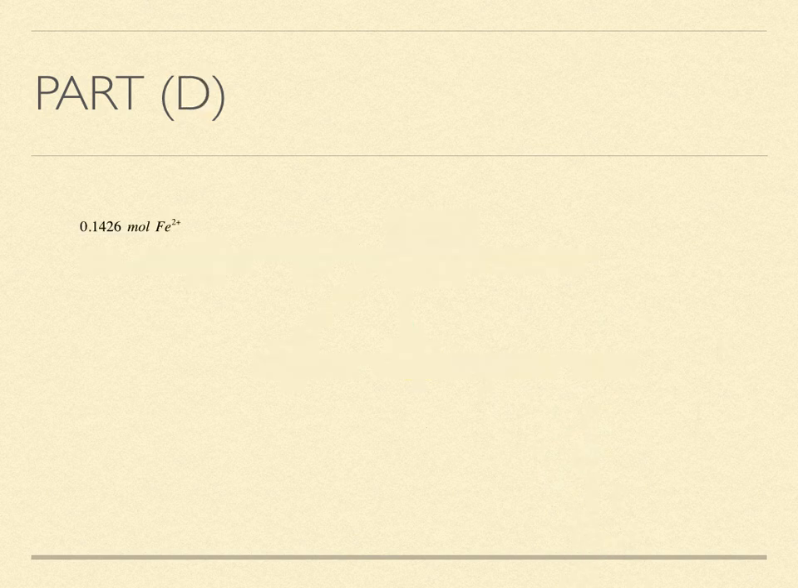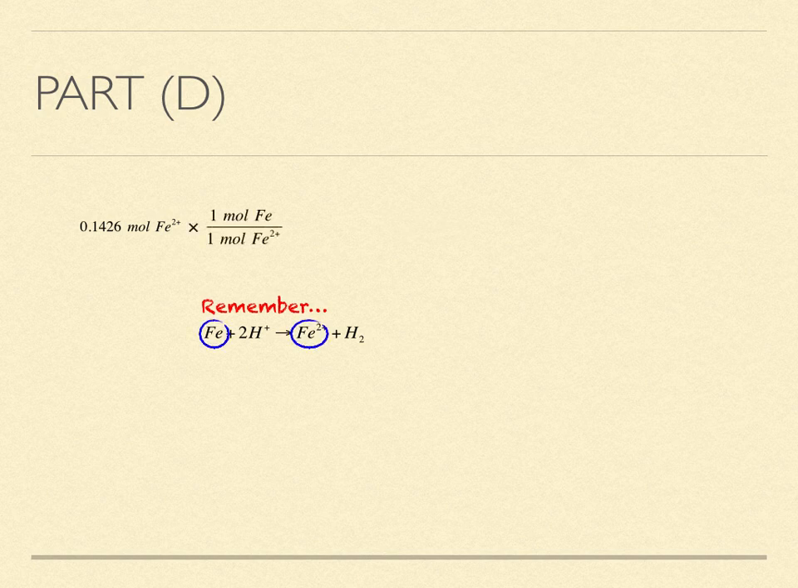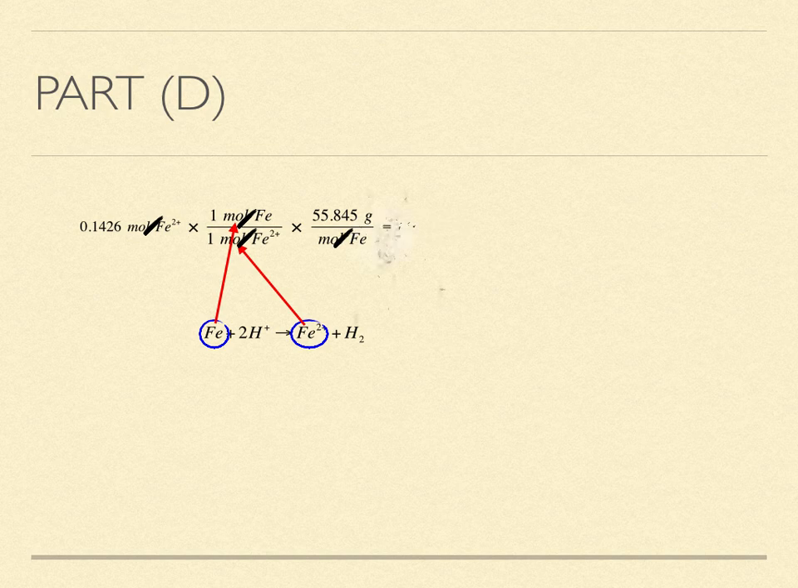Using the moles of iron ions we calculated in the last step, we now need to find the mass of iron. To do this, we need to first convert from moles of iron ions to moles of iron. To do this, we use the stoichiometry of the reaction we obtained in part A to create a conversion factor between the two. Now, we just need to multiply by the molar mass of iron and cancel units to obtain the answer. Now, because we're assuming the reaction is 100% efficient, the actual and theoretical yields are the same.